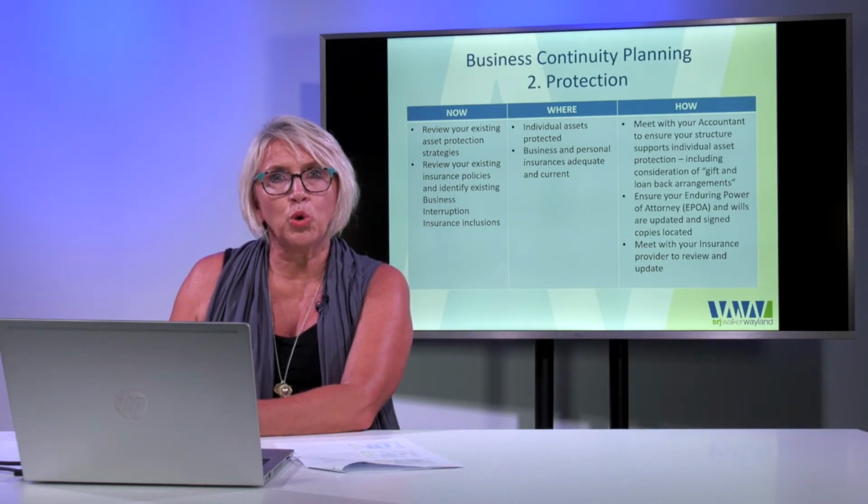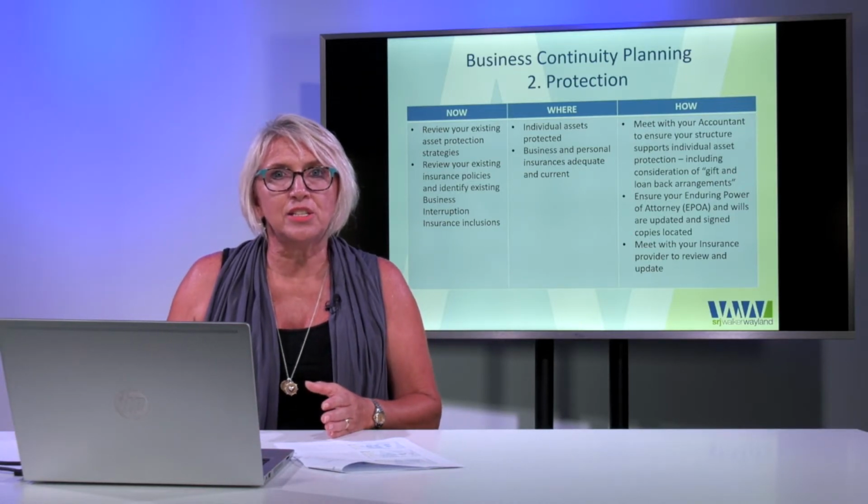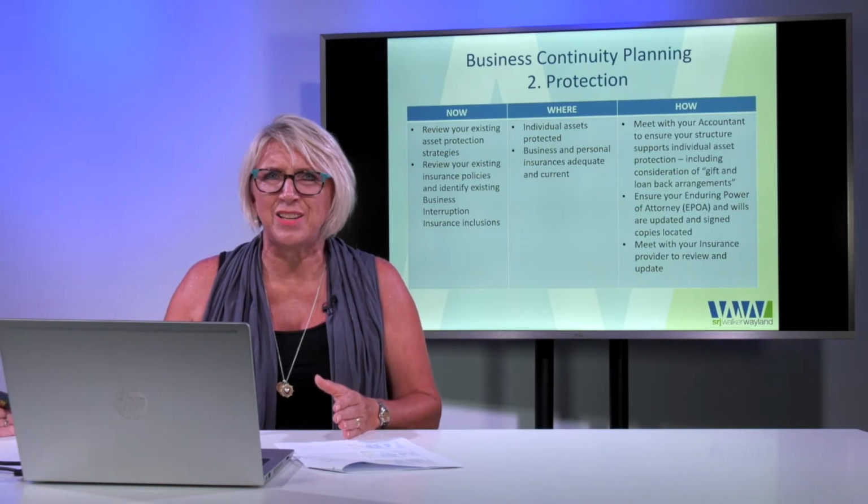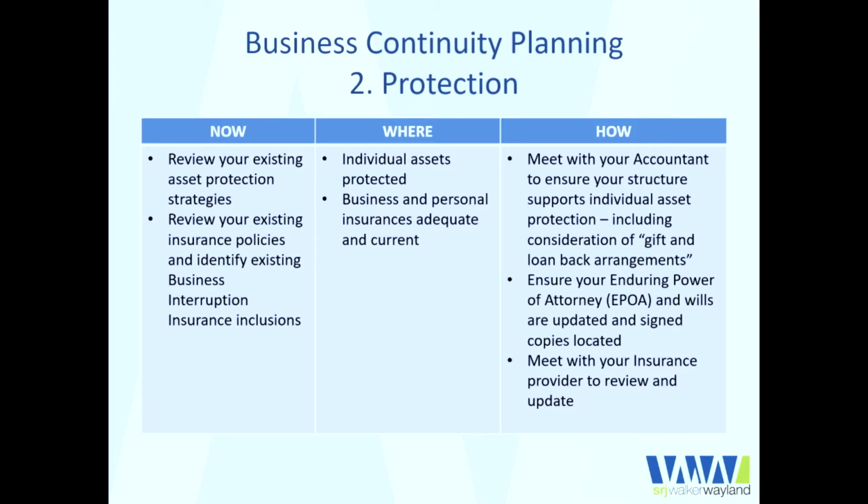In terms of where you want to be, at the end of any crisis, you want to make sure that your assets are protected from both a business perspective and also from any individual assets that you may have. You need to make sure that you've got your business and your personal insurances adequate and current as well. So how do you do that? I can't stress enough the importance of getting professional support for this. So meet with your accountants to ensure that your structures are asset adequate, that they support your individual asset protection.